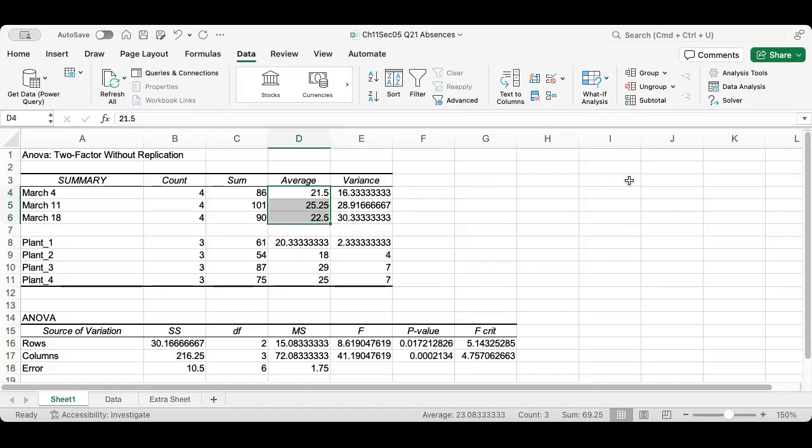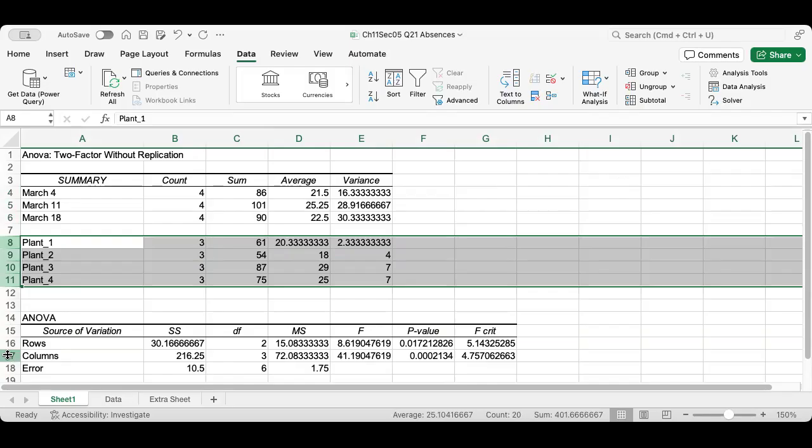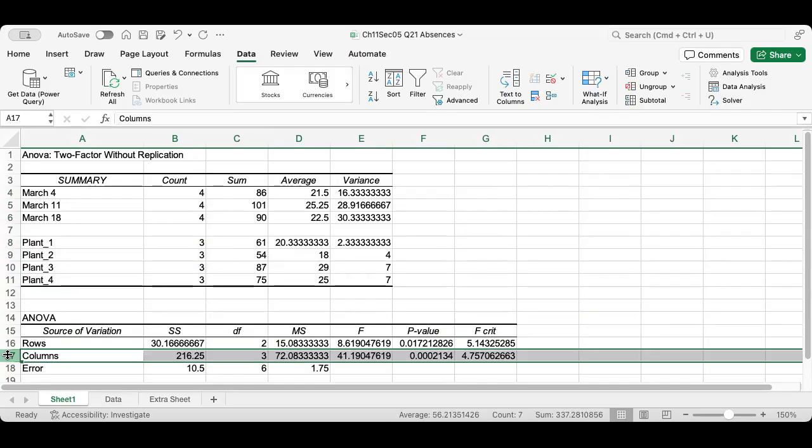How about which plant? Plants were the columns. The column matters. And my p-value is 0.0002. Compared to 0.05, that's a lot smaller. I'm way further out there in that shaded region. It's really important which plant I'm at.